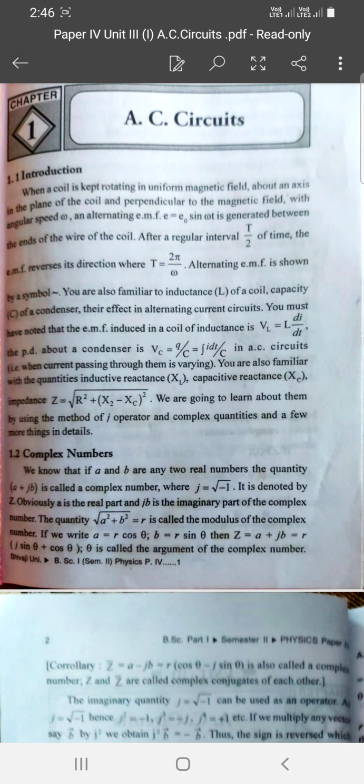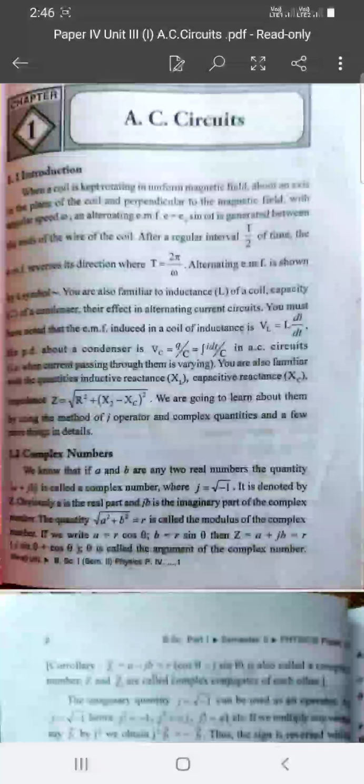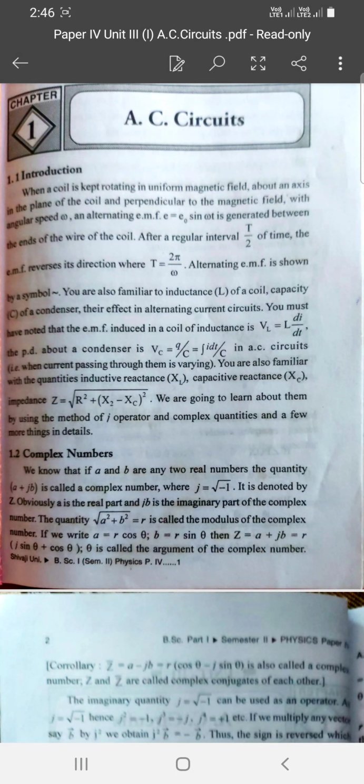After a regular interval of time T by 2, the EMF reverses its direction, and T equal to 2 pi upon omega is the time period of this wave. It means that after every T, which is calculated by the formula 2 pi upon omega, the alternating EMF repeats itself. It is shown by a symbol.